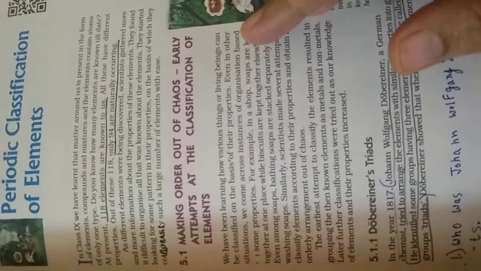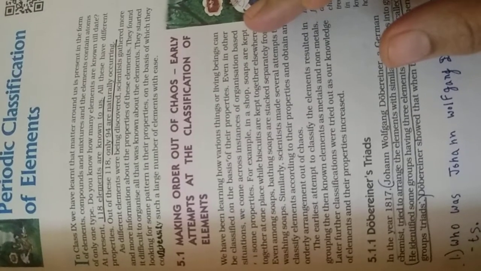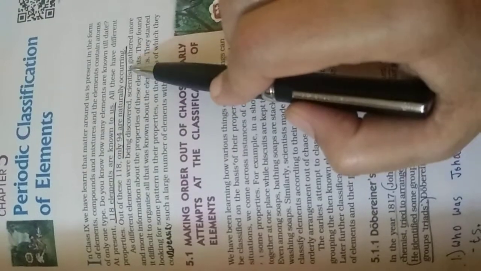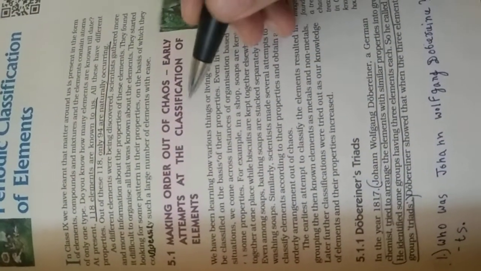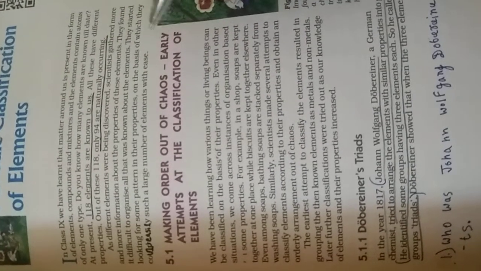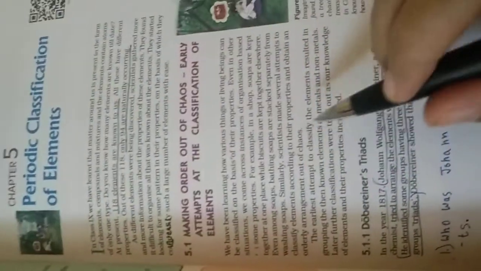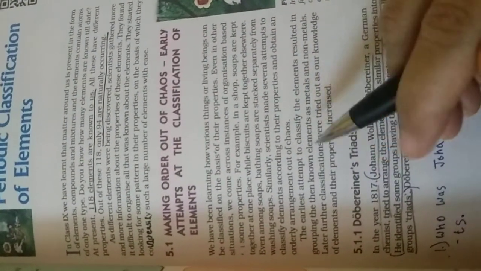As you know, dear students, at present there are 118 elements, and from that only 94 are naturally occurring. So, making order out of chaos, these early attempts have been made at the classification of elements. Similarly, scientists have made several attempts to classify elements according to their properties and obtain an orderly arrangement.